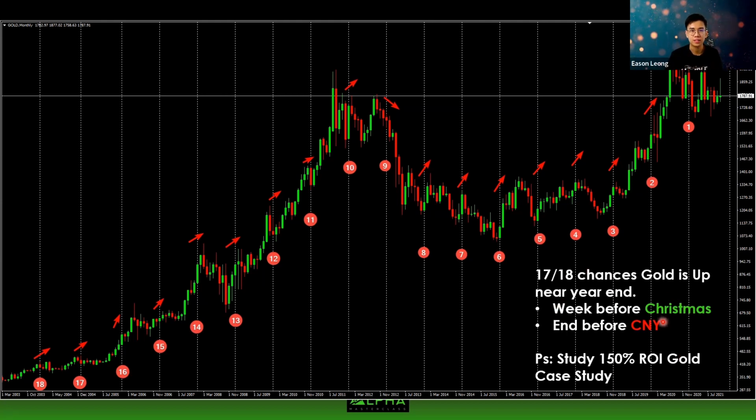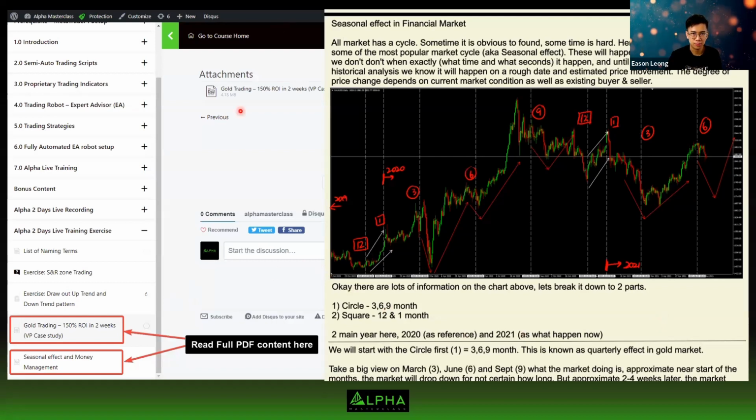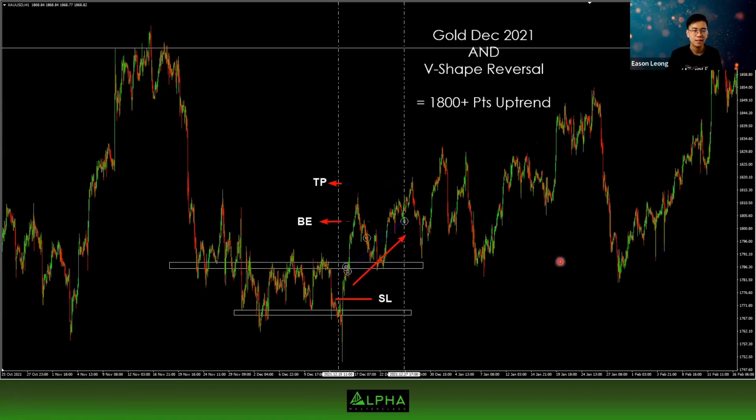Very, very good strategy. This document, I've actually put it in the membership website. You can just scroll down and see this: Gold trading strategy, 150% in 2 weeks time. How we did it. There is a bit of instruction SOP that you need to follow, so it's inside here. And this is a 2021 case study.